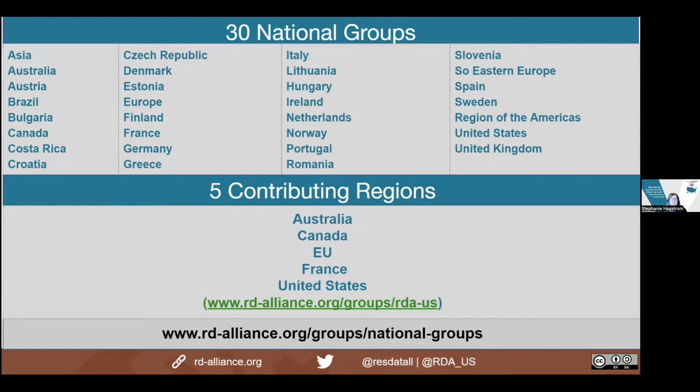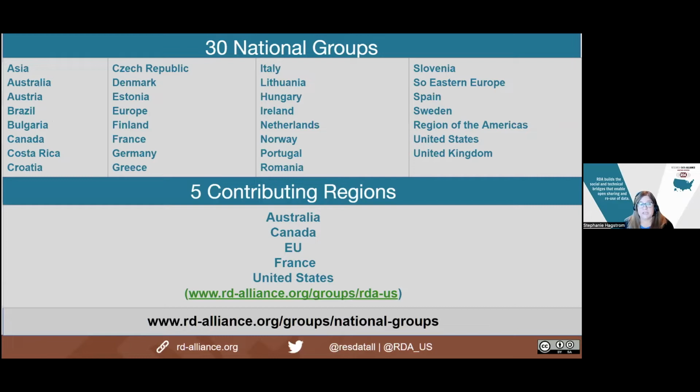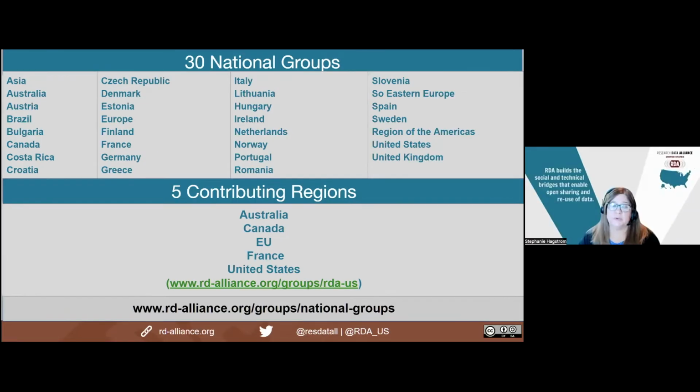The RDA has 30 national groups that support initiatives of the RDA members of those regions by providing a platform to interact on a global level. Those national groups may be individual countries or a group of countries. As an example, there's a region of Americas that includes all countries within North America and Latin America.